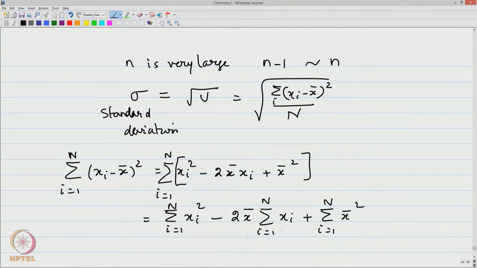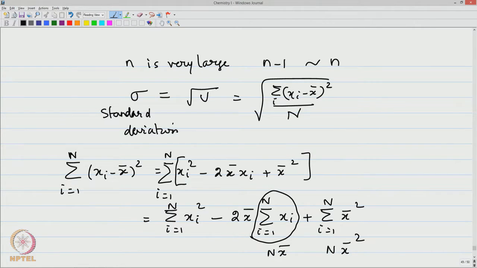Now, you can see that this itself gives you n x bar, and this is n times x bar square, because x bar square does not change for any of the terms. Therefore, there are n such terms. So, the sum is simply n times x bar square.